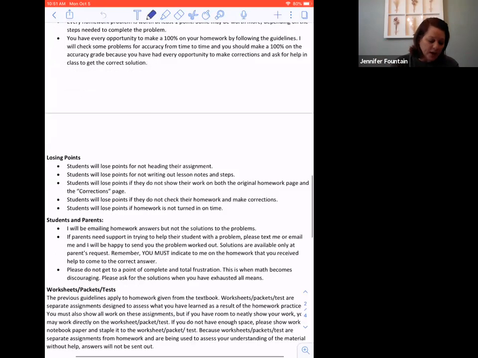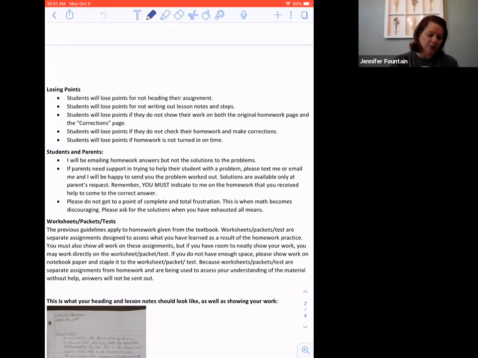Losing points if you don't head your paper, if you don't write out the notes and steps, if you don't show your work on either the original homework page or the corrections, if you don't check your homework and make corrections, you'll lose points. If it's not turned in on time. So those are the ways that you'll lose points, is by not following the guidelines.